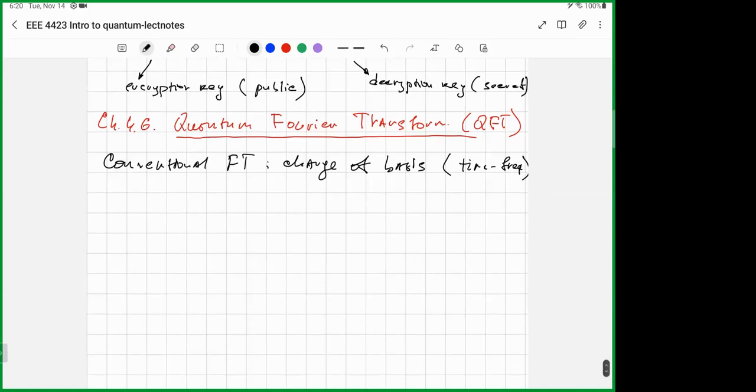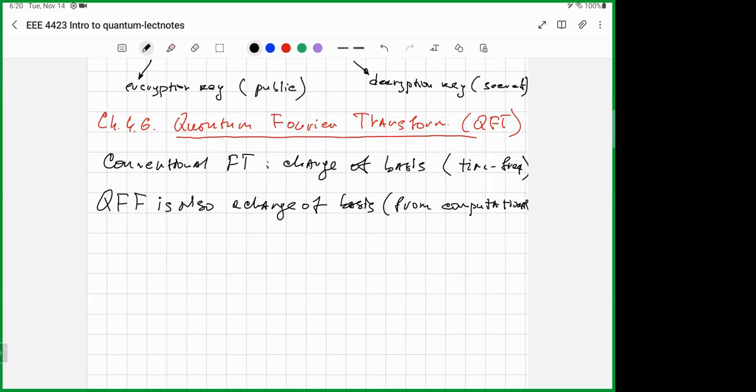So the quantum Fourier transform is also a change of basis, but of the quantum state. The quantum Fourier transform is also a change of basis from the computational basis to the Fourier basis.